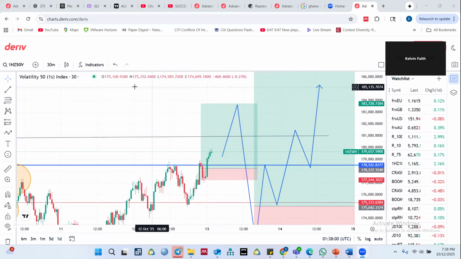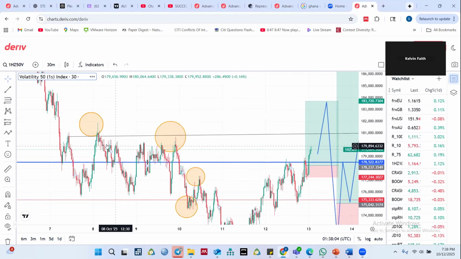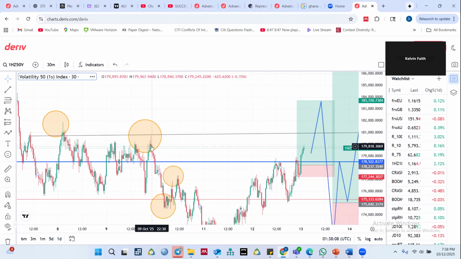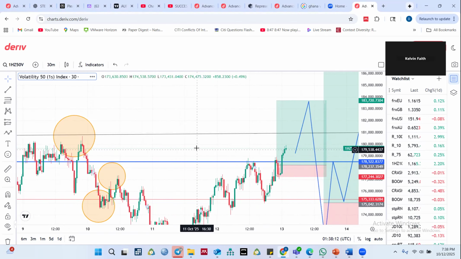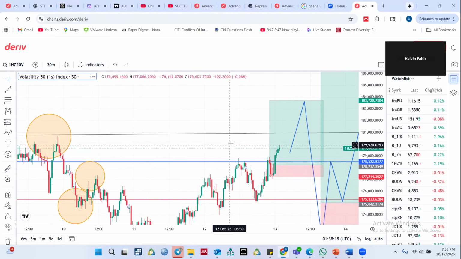So I want to see how price will give me the black line, probably these highs here, and then I can take profit. Or probably I think it's even time for me to take some profit. So yeah, that's the way we do it. So we catch the entry from here and that's it.